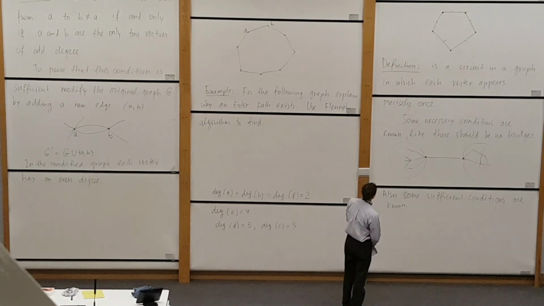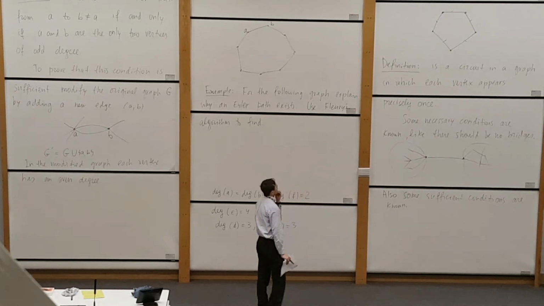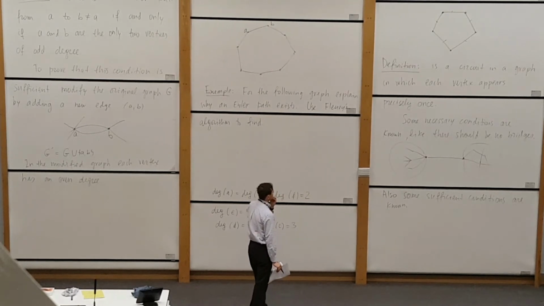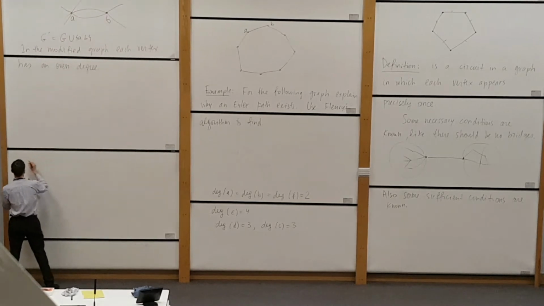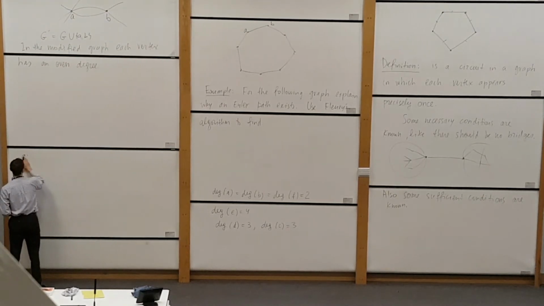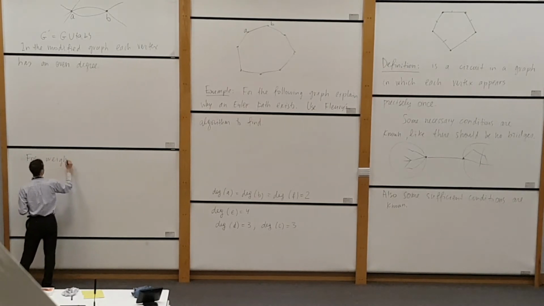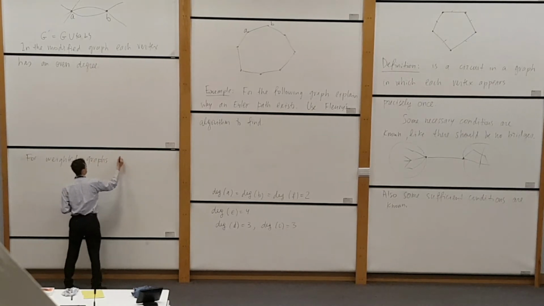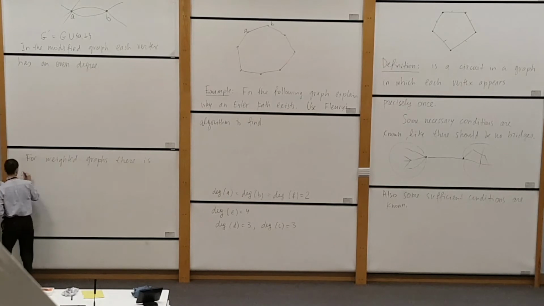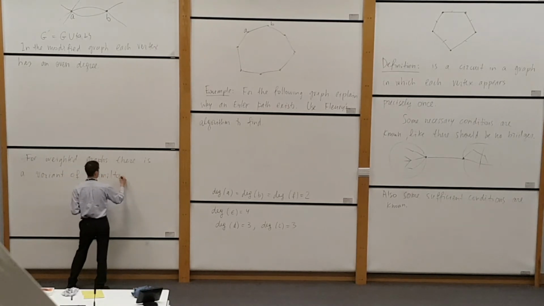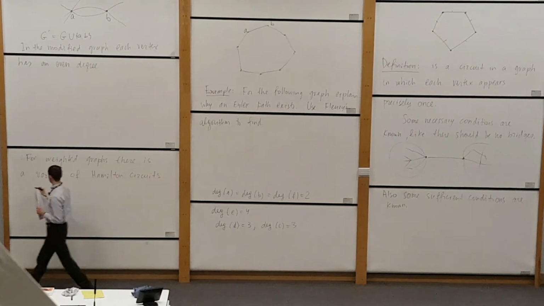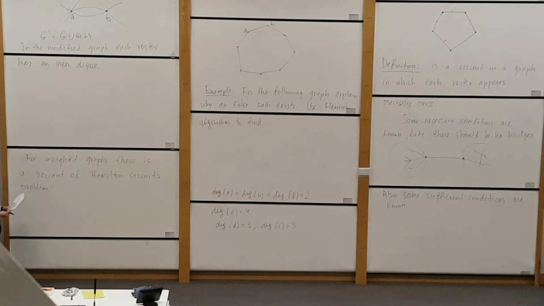Right, so I'm not going to discuss more the question of whether it exists or how to find such a circuit. Instead, I'll focus on the weighted version of this question. So for weighted graphs, there is a variant of the Hamilton circuits problem, namely find a Hamilton circuit of minimal total weight.